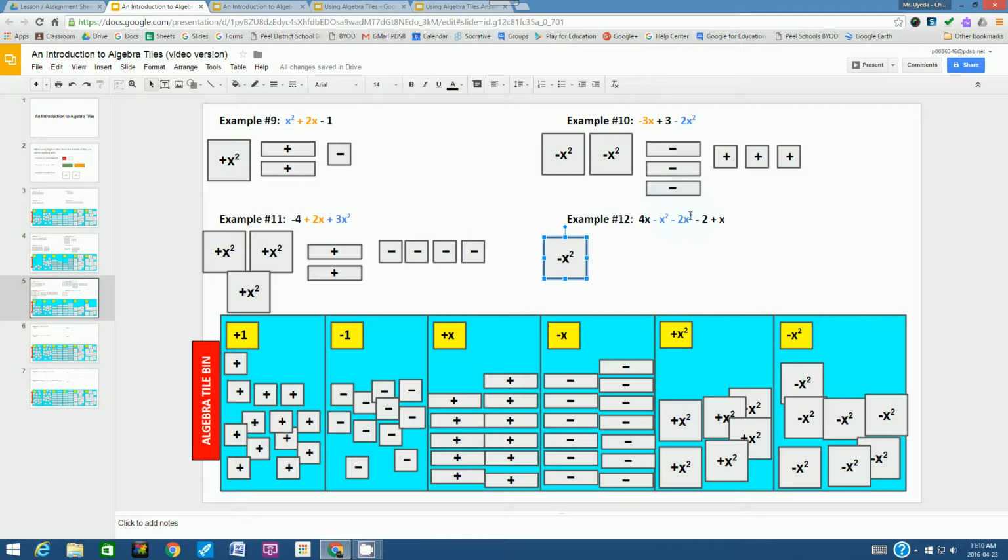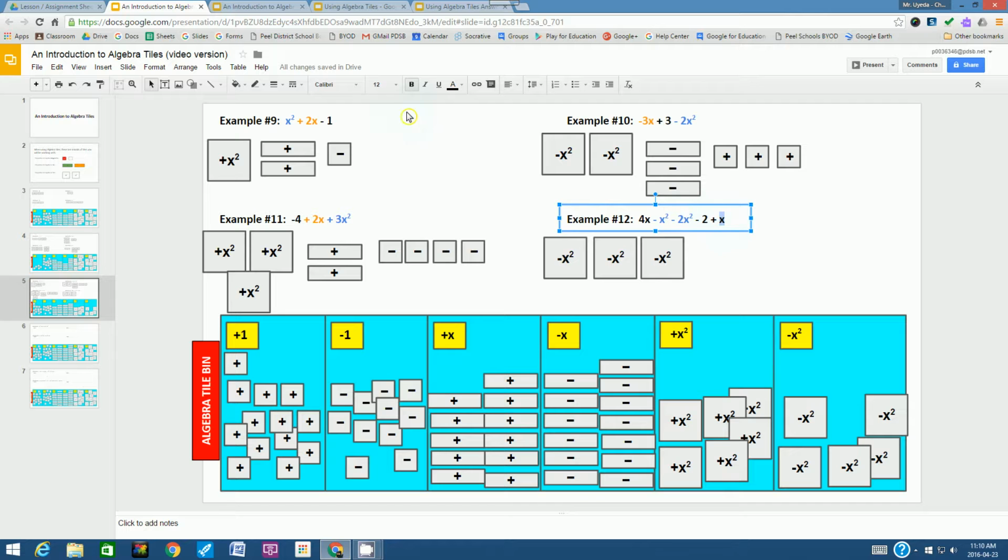And then let's look at the next term. The next term is negative 2x squared. Okay, so that's just two more of these negative x squared tiles. So when we group them together, we can actually see that this is actually 3 negative x squareds, or negative 3x squared.